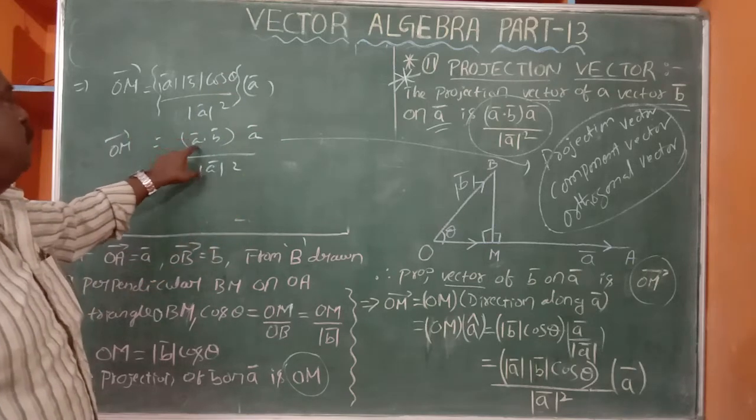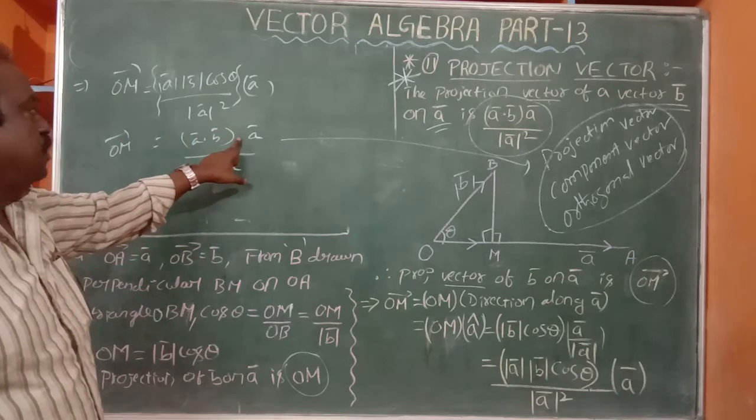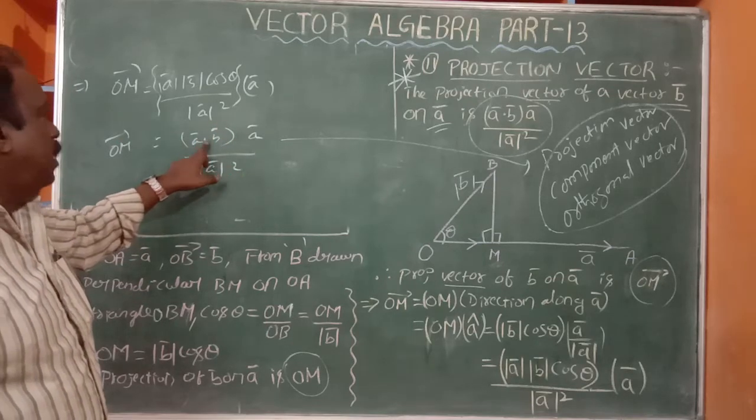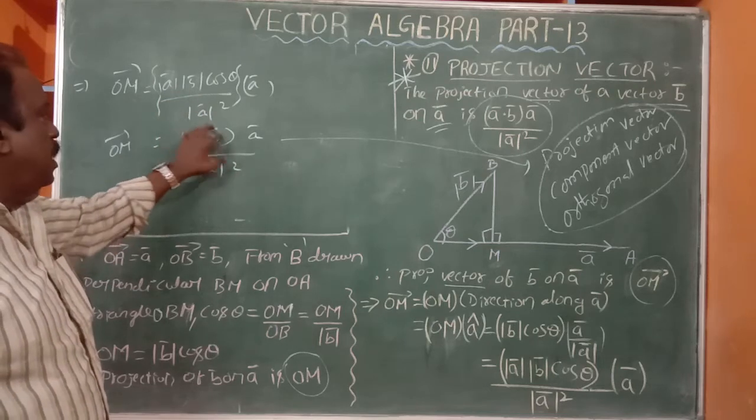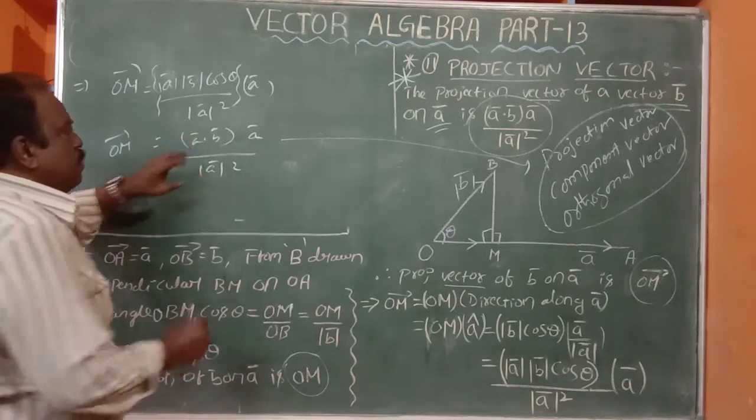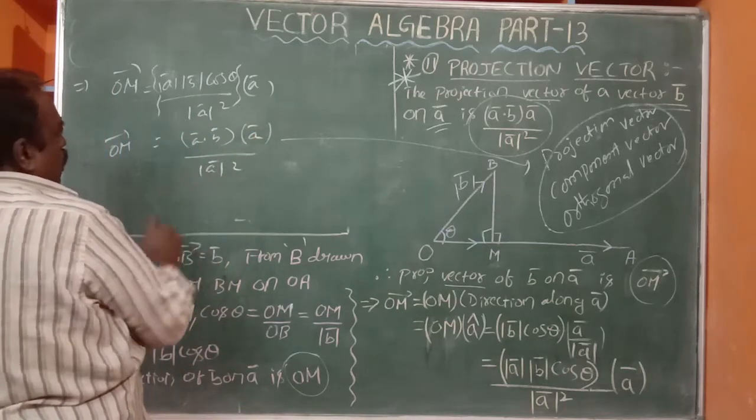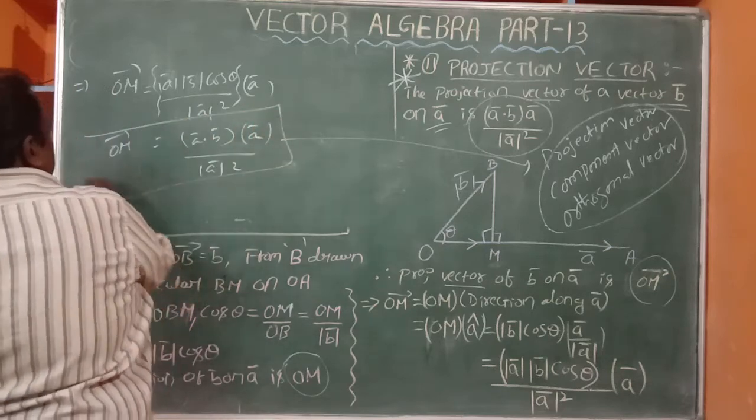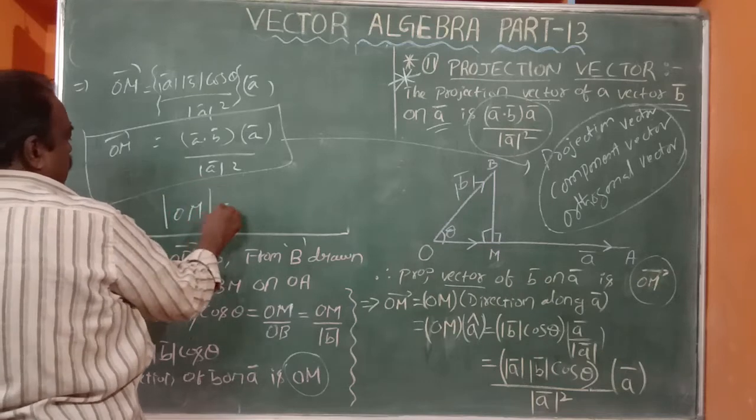So this is A bar dot B bar into A bar. Don't put dot here. It's meaningless. Simply dot means it is a different concept. Dot product, scalar product. A bar dot B bar is dot product, yes. A bar dot B bar is a number into A bar by modulus of A bar square. Okay now? Like this.